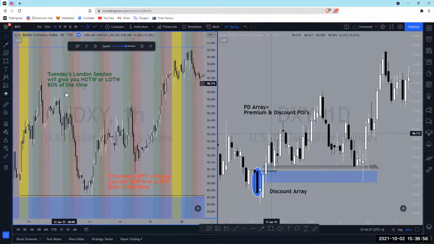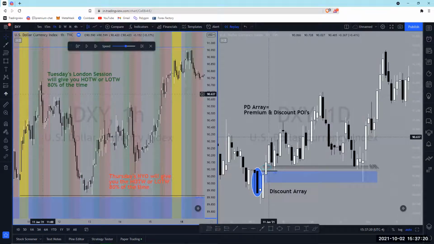Although we did not create the high and low of the week during these times, that's why I'm telling you 75 to 80% of the time, this is going to happen. And on the days that it doesn't, you will notice that it will happen either a day before or a day after.